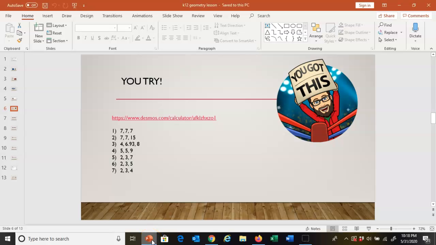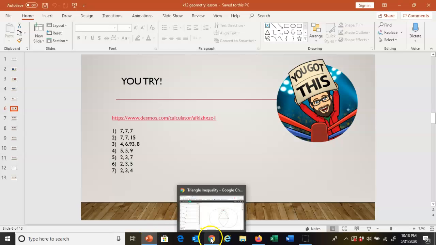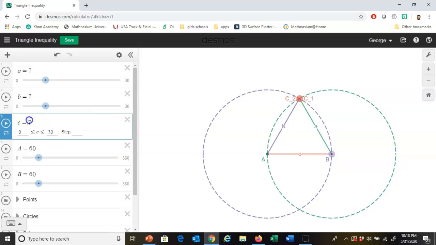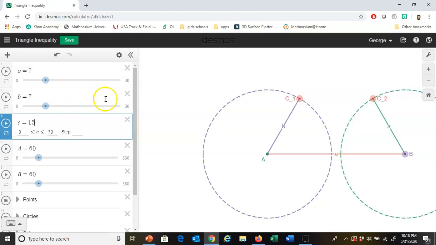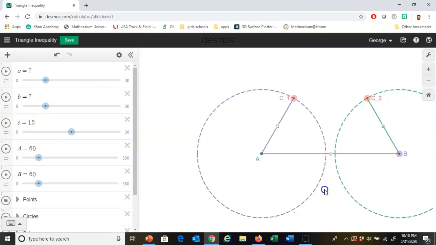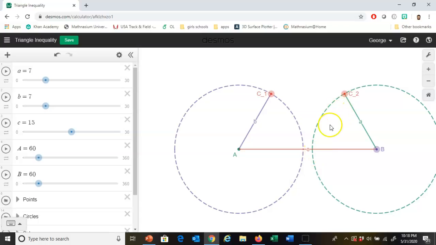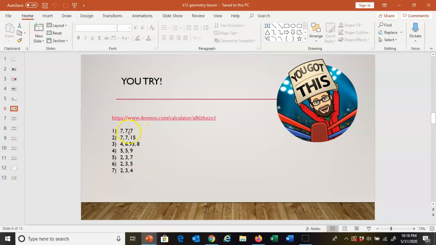Next one. Again, remember, pause and try it in between. 7, 7, and 15. So keeping those 7s and changing the C to 15. I don't see these circles intersecting, so no matter what we put as these angles, we cannot make those two points fall on the same point. So we're going to have to mark that one as a no.